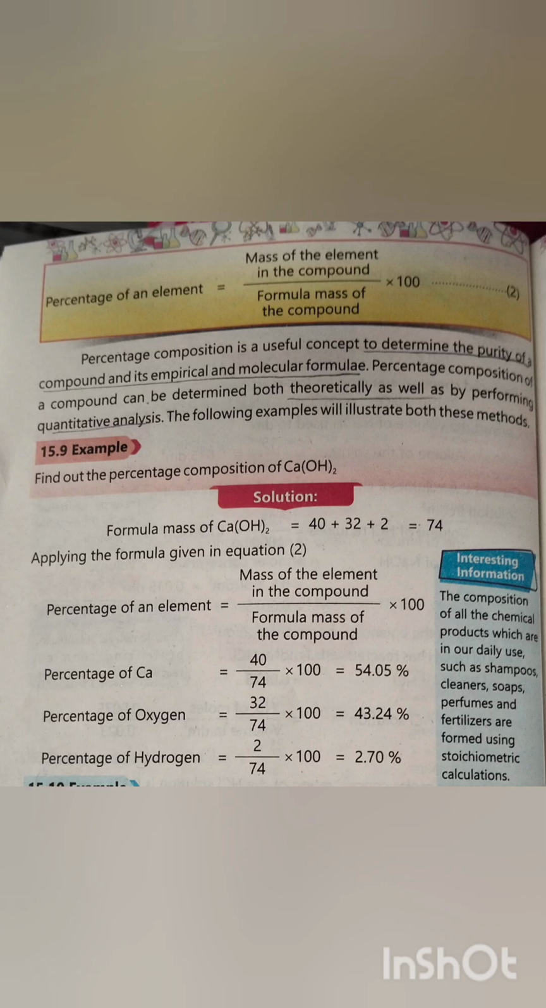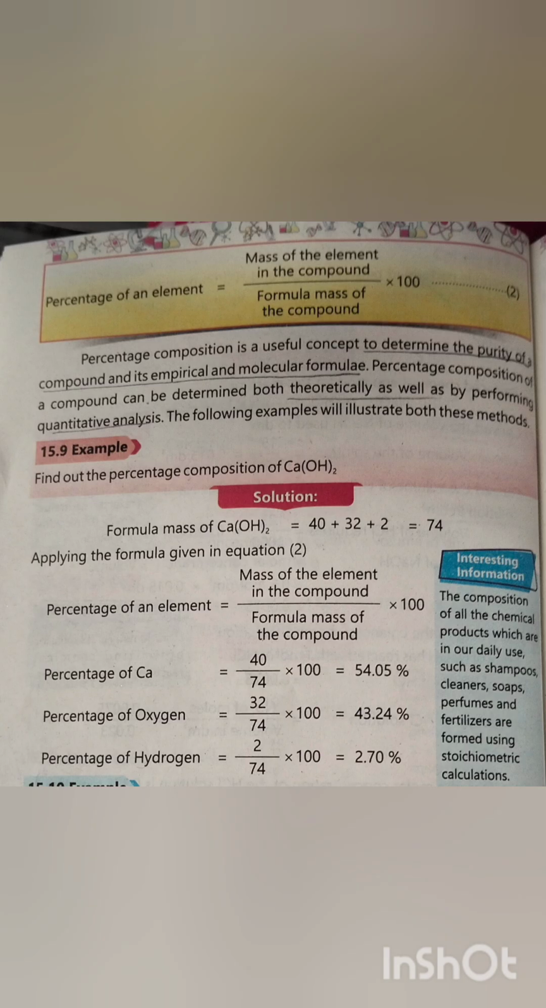Here comes our first guided example. Find out the percentage composition of calcium hydroxide. For the solution, we will see the formula mass of Ca(OH)2 is equal to 40 plus 32 plus 2, which is totally equal to 74. By applying the formula which we studied before, percentage of an element is equal to the mass of the element in the compound divided by the formula mass of the compound, multiplied by 100.